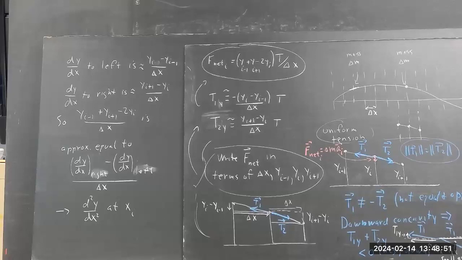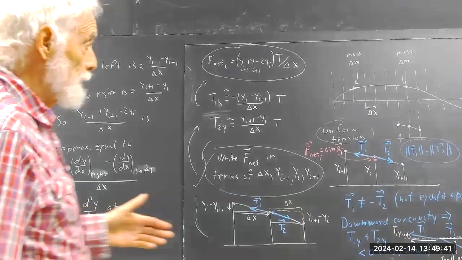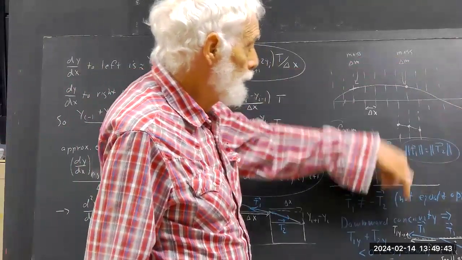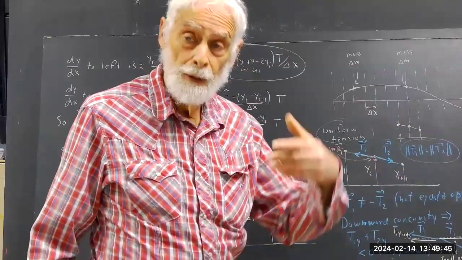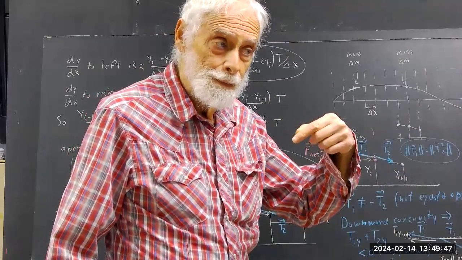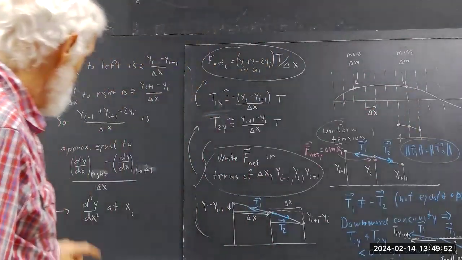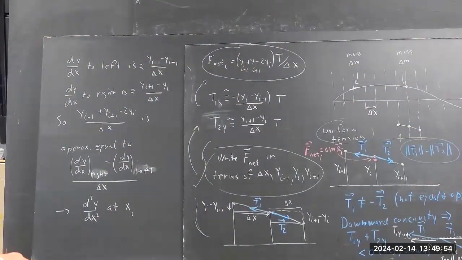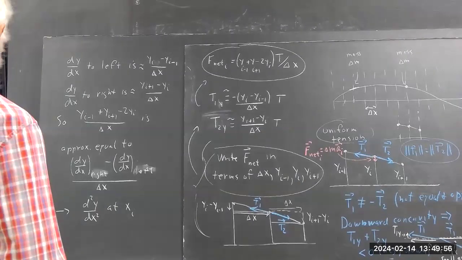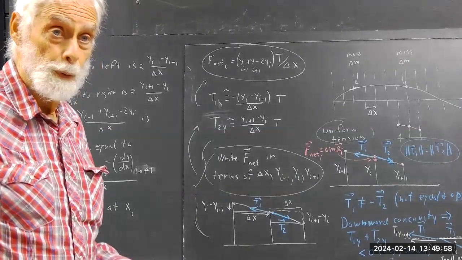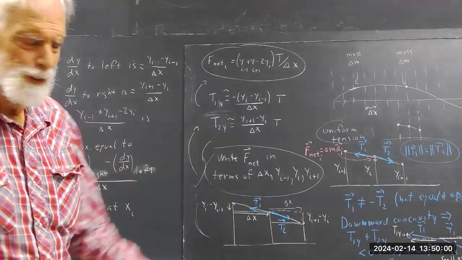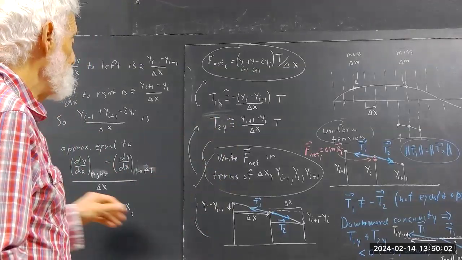I'm still not sure about my signs, so let me think about this for a second. Okay, I wanted to check that against intuition in a different way. You want to check it against the fact that this thing's concave down here, so the net force is going to be, the second derivative is going to be negative. So we have this. All right, well, this is just about it. We've almost derived the wave equation, leaving out a few little details.